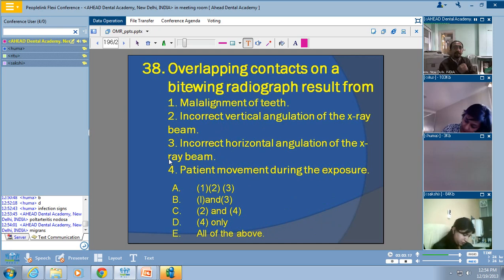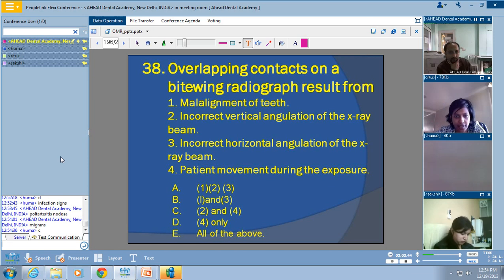There was a question similar to this, but this is different from it. This is not the same question. Overlapping contacts. Remember, you had told me incorrect horizontal angulation. But what about the other choices? So what will be your answer in this? I can give you a huge hint. Choice C? Why incorrect vertical angulation? Incorrect vertical angulation will not cause it. It has to be incorrect horizontal angulation. So choices C and D are definitely ruled out.